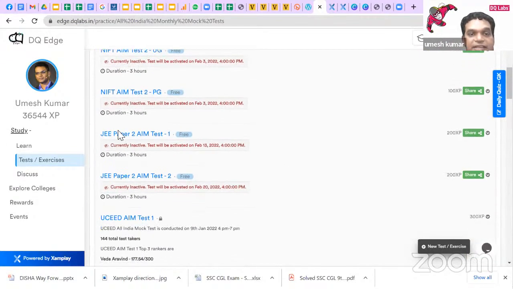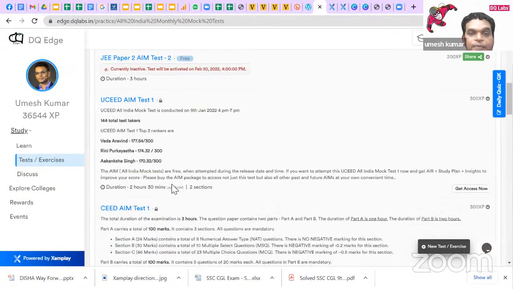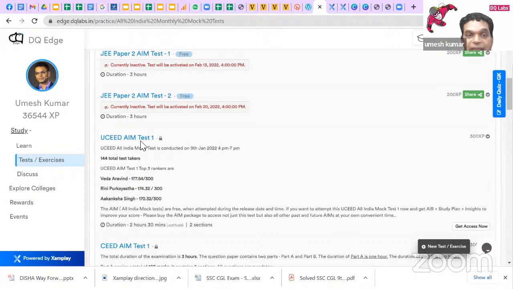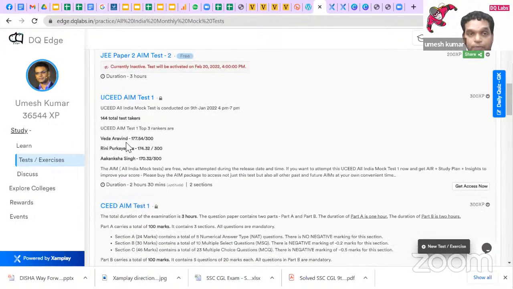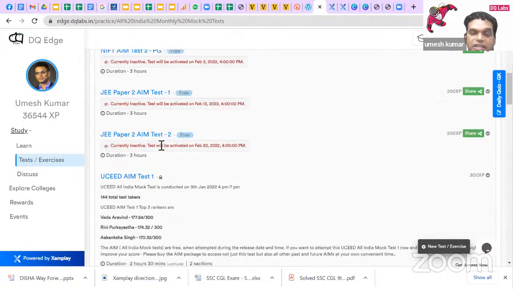So you can see the next JEE Paper 2 dates and times. For example, UC AIM Test 1, which happened on 9th Jan 2022, had 144 test takers. The highest scorer was Veda Arvind, 177.54 out of 300, and the third was Akanksha Singh, 170.32 out of 300. If you had taken the test during that time, it would have been free. But now if you want to take it, of course, it has to be paid.